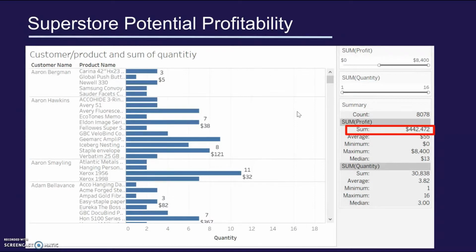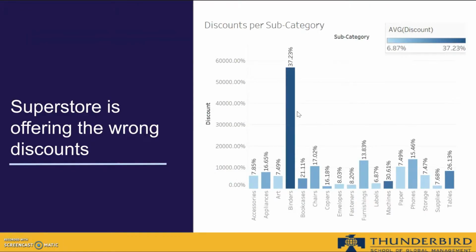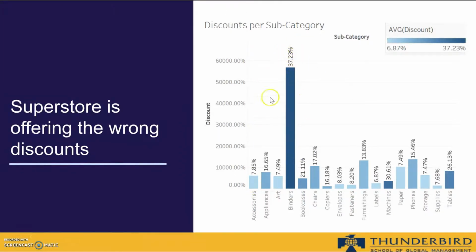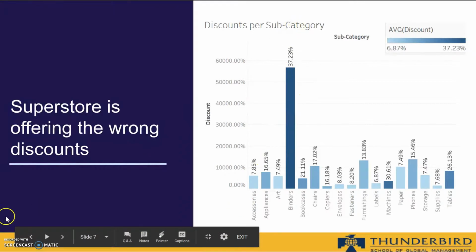And when looking into this problem, we discovered our second hypothesis. Superstore is offering the wrong discounts. As you can see here in this visualization, binders are a low profit margin item and have a high discount rate. Their discount rate is currently averaging at 37.23%.